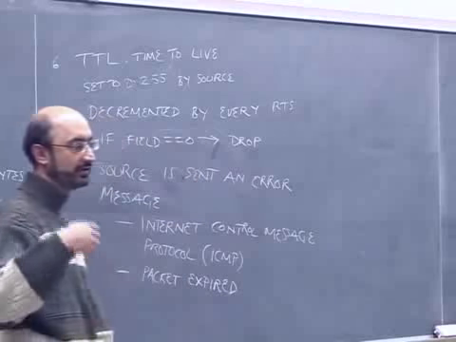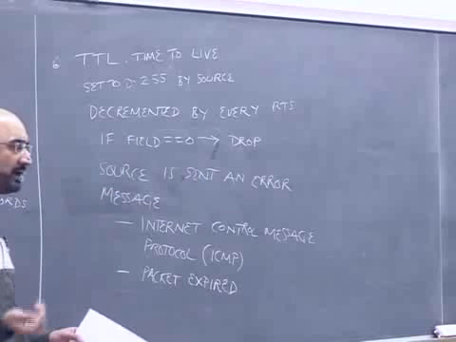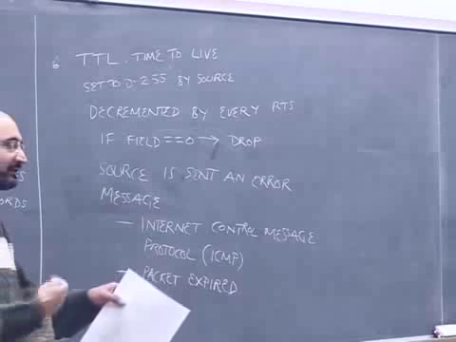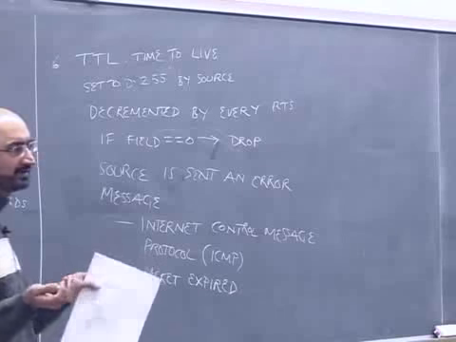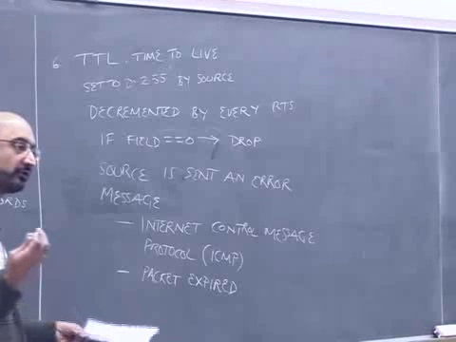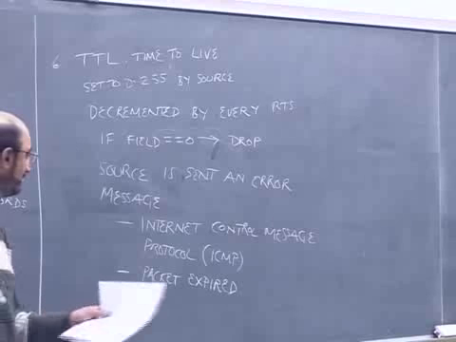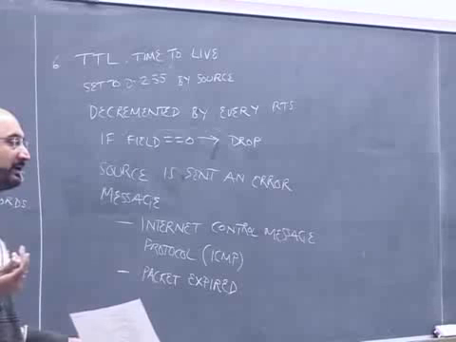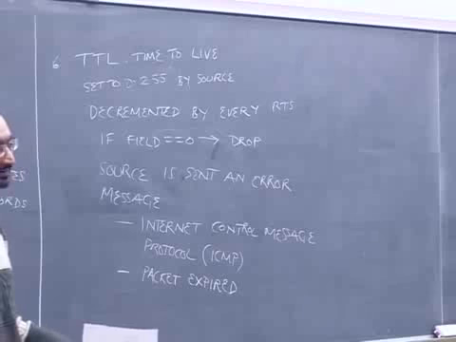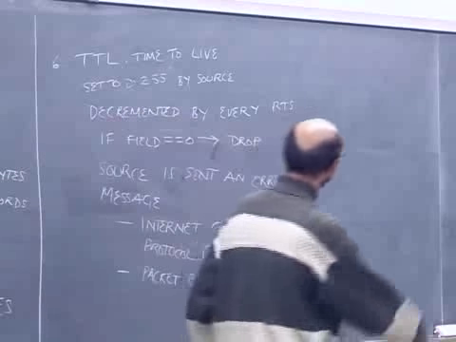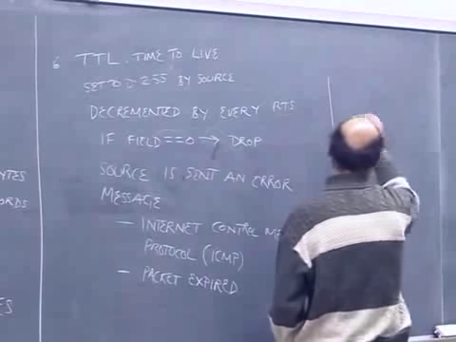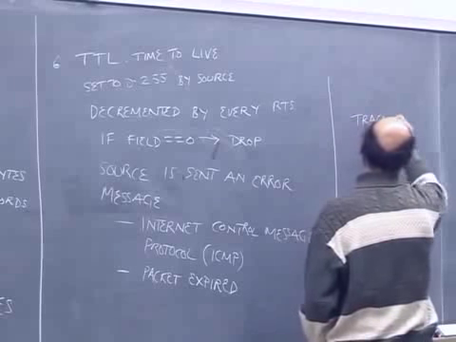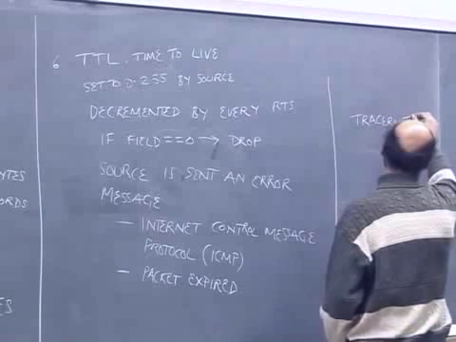So you send your packet, and if it expires, you get an ICMP message back saying your packet just died, sorry. And from the source of the ICMP message, you know the IP address of the router where it expired, right? So this is how traceroute works. So the way traceroute works is like this. How do you find the path?